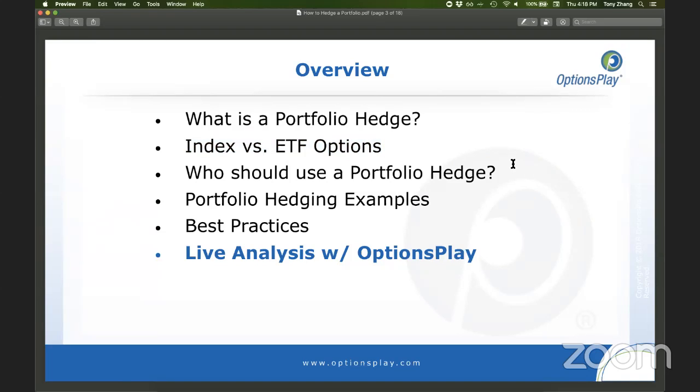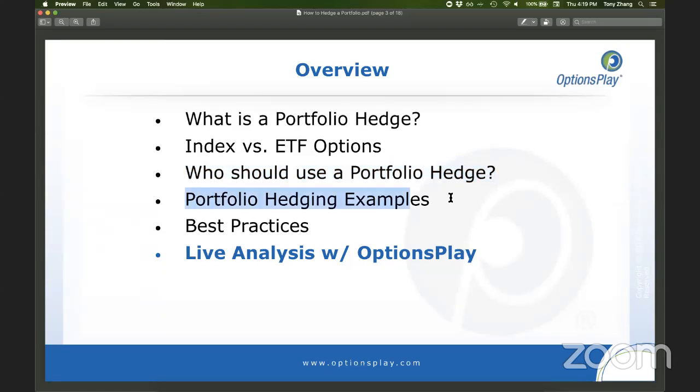Then I want to talk a little bit about who should actually use a portfolio hedge, because it's not for everyone. And I think you'll find that for many people, there's a much better hedge than putting on a put option to hedge your portfolio. So I want to make sure everyone understands that before we go any further.